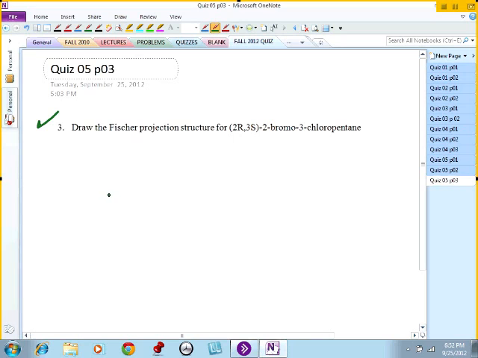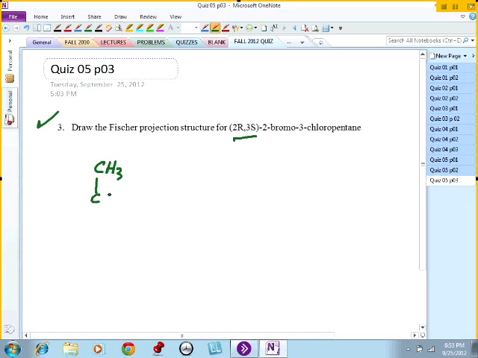Now, when you have a problem like this, the first thing I would advise you to do is write the structure out in a Fisher projection formula in a vertical fashion. So in this case, let us forget the stereochemistry. Let us forget the 2R and the 3S. Let's start with 2-bromo, 3-chloropentane. So what is the base name of this molecule? Pentane. Okay. So therefore, I have CH3, and then 2-bromo, written in a vertical position, as opposed to what you guys have been writing in horizontal.